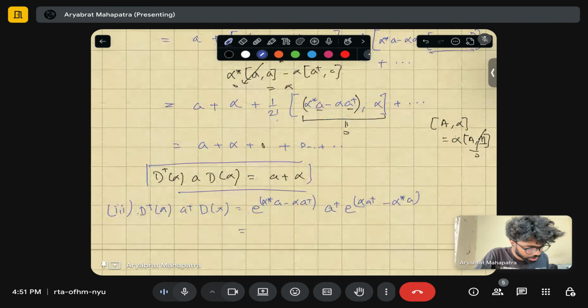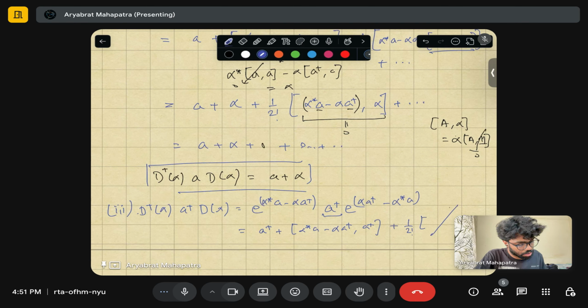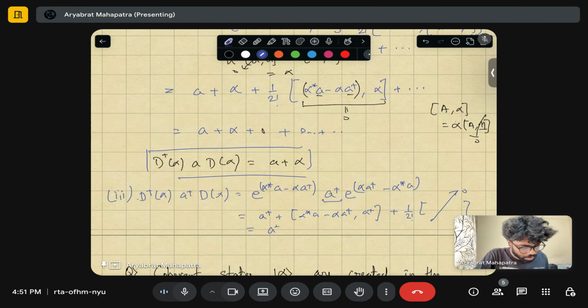Then using BCH again as we did, if you call this your B, then A dagger will come here. Then the commutator of alpha star A minus alpha A dagger, plus 1 by 2 factorial, and you have the commutator right here. Again here also it will go to 0 if you evaluate, and from here you will get A dagger plus, from alpha star, the commutator of this thing will give alpha star. So yeah.